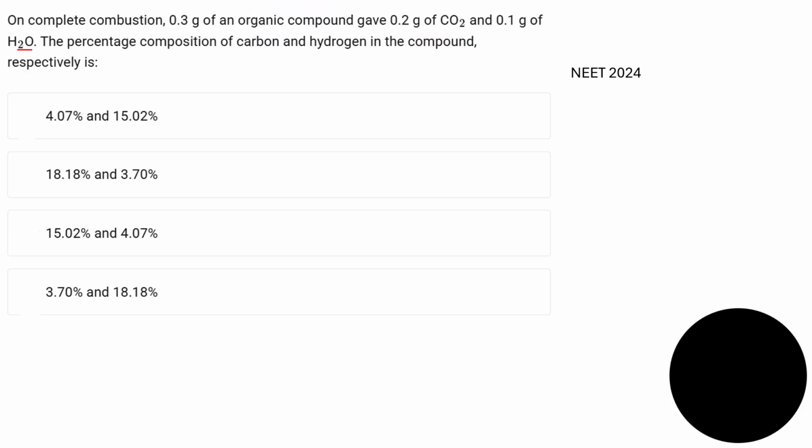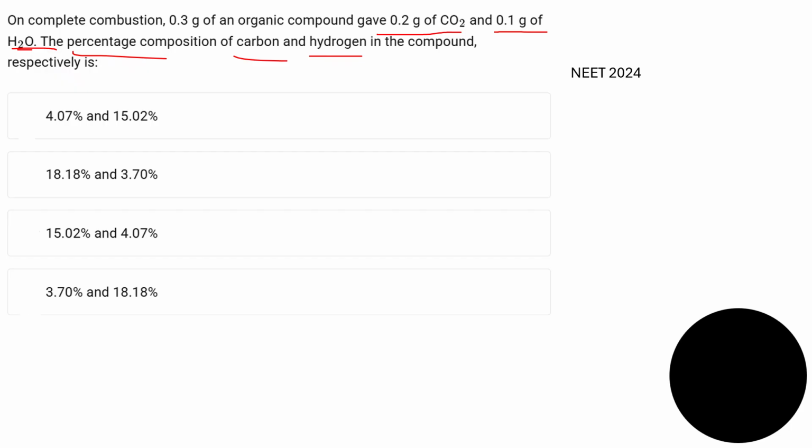Very first, 0.2 gram of carbon dioxide contains how much carbon? Then 0.1 gram of water contains how much hydrogen? This is our first case. Then we can solve for the percentage composition. How to solve this? This is one of the simplest methods.